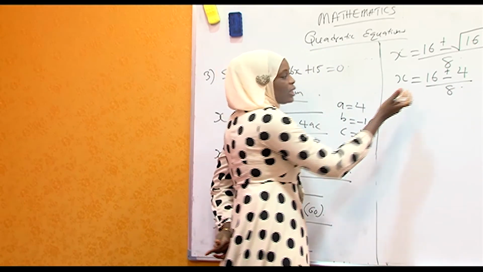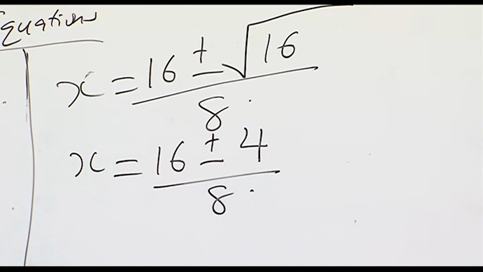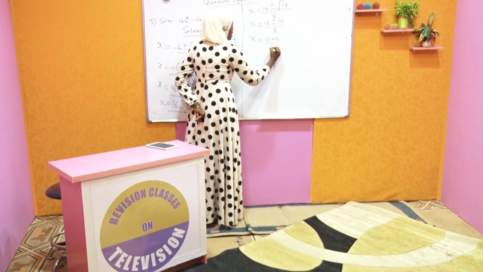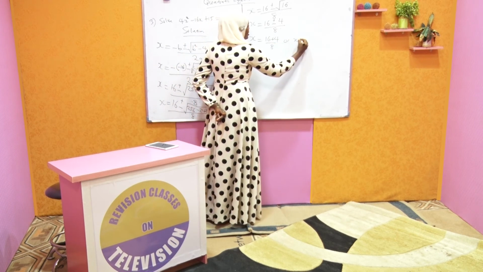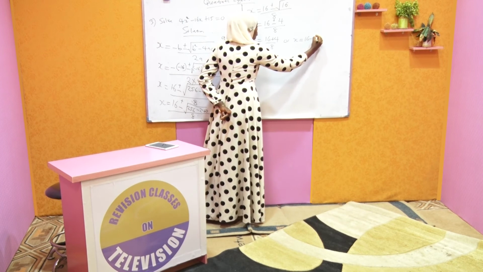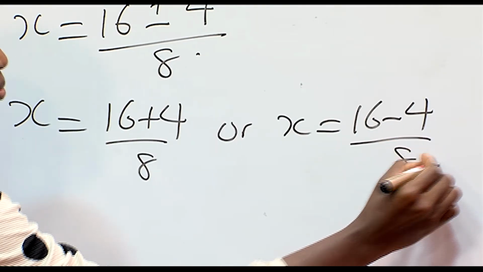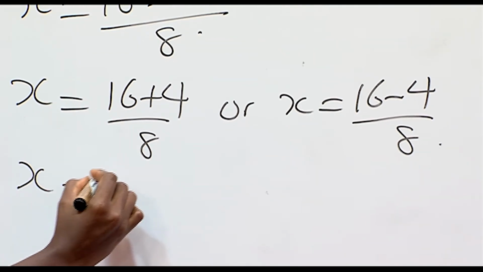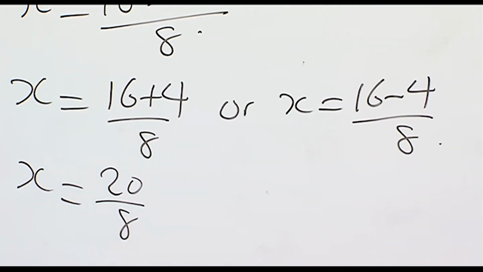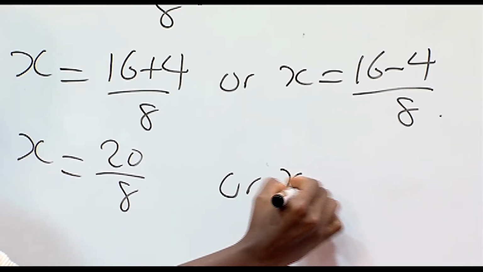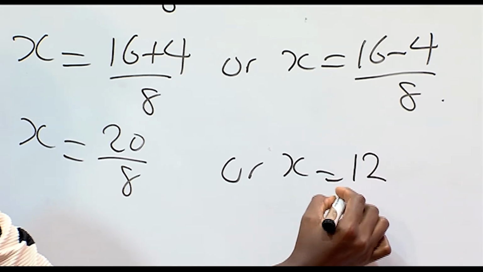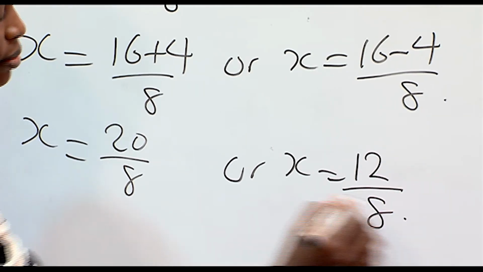Now when you want to solve, because you still have plus or minus, we are going to have two values for x. We have x is equals to 16 plus 4 over 8, or you say x is equals to 16 minus 4 over 8. So this will give 16 plus 4, that's 20 over 8. Or you say x is 16 minus 4, that's 12 over 8.